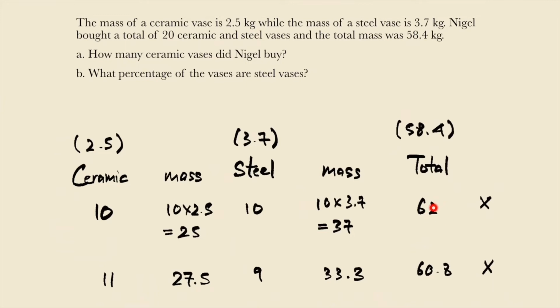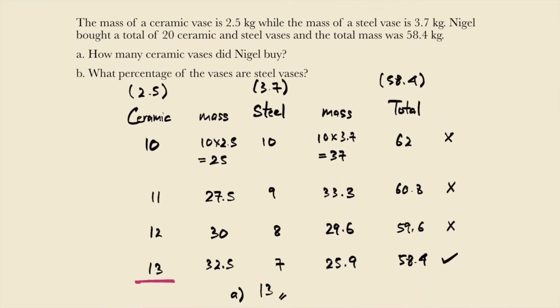So that's too much. Let's decrease by 1 for the heavier object. Increase by 1 for the lighter object. We get 60.8. If you take the difference, you realize that, okay, we are decreasing by 1.2. So decrease by another, and it's quite close to 58.8. So let's decrease again, 1.2, decrease again, 1.2, and there you go.